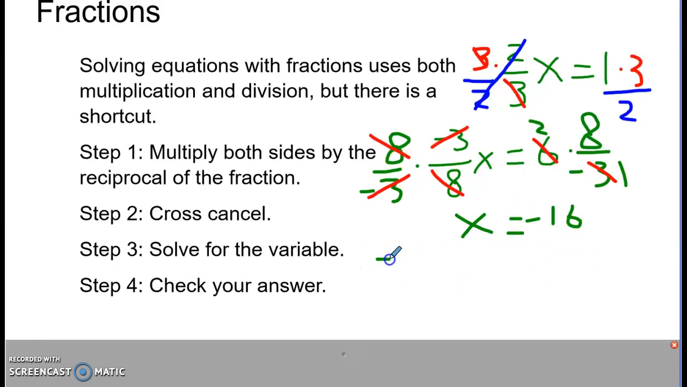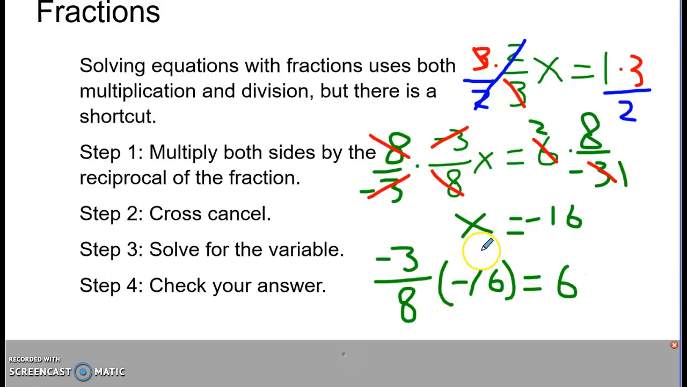We go back to our original equation, negative 3 over 8 times, and now our value for x was negative 16 equals 6. Okay, if we set this up as a fraction, we have 8 and 16, and those share 8 as a factor, so we can divide both by 8, and we end up with negative 2 and 1 on the bottom.